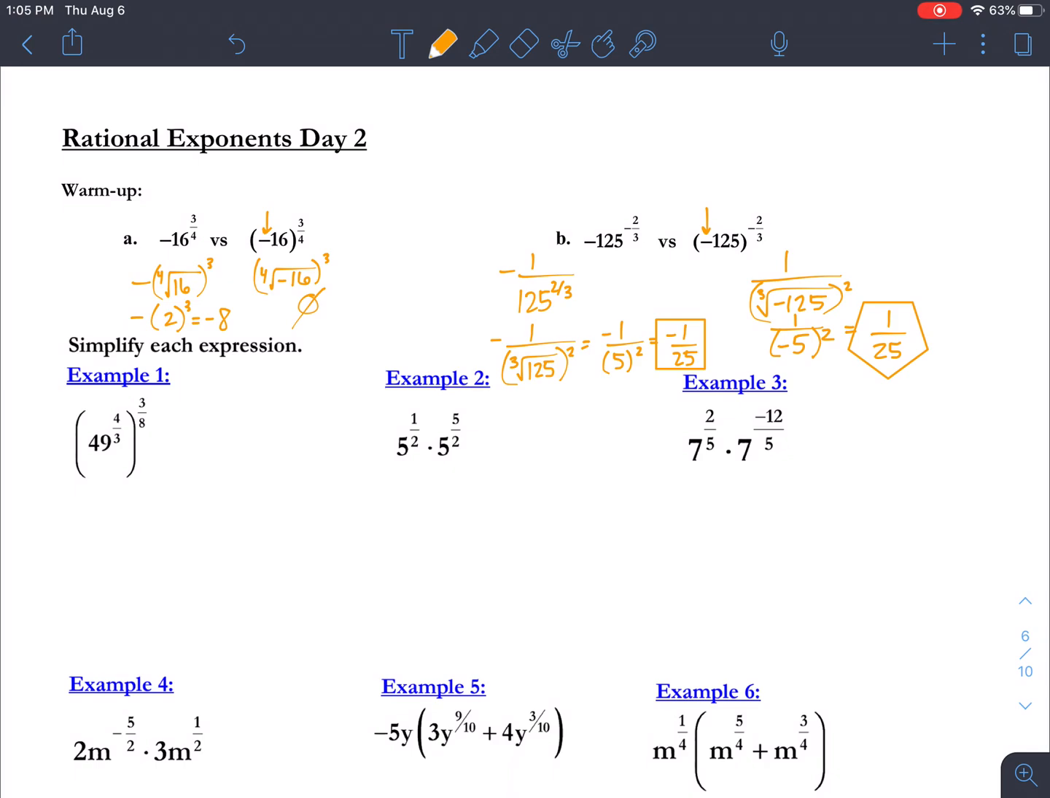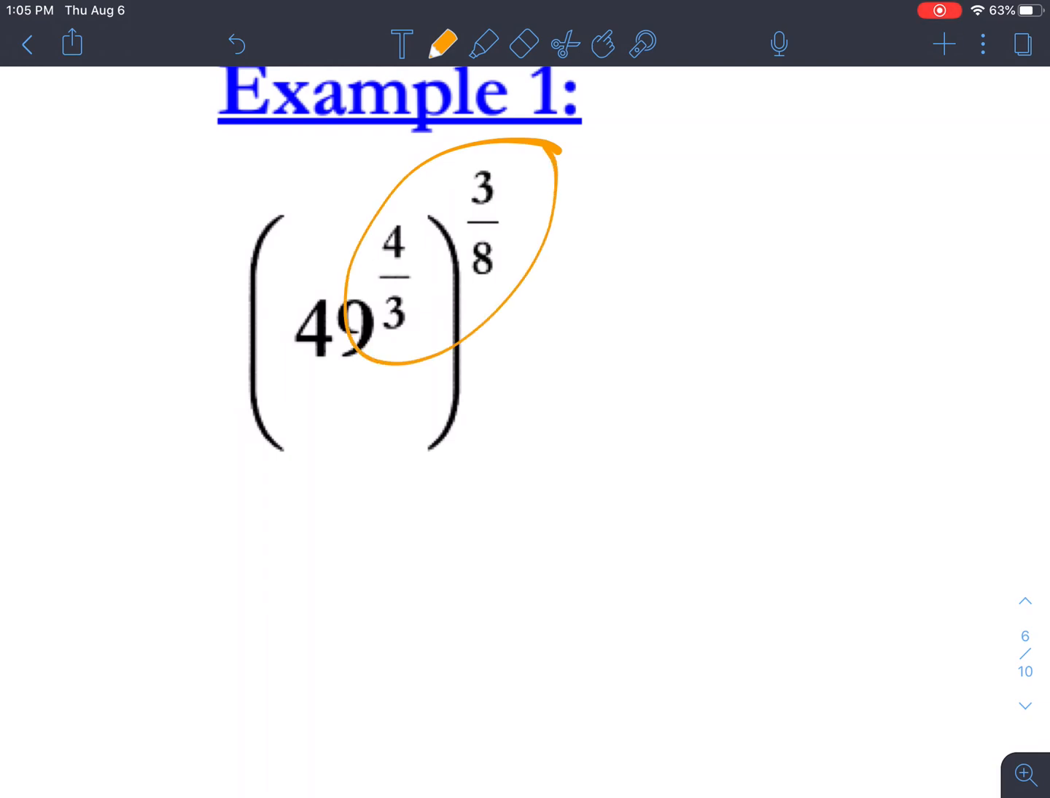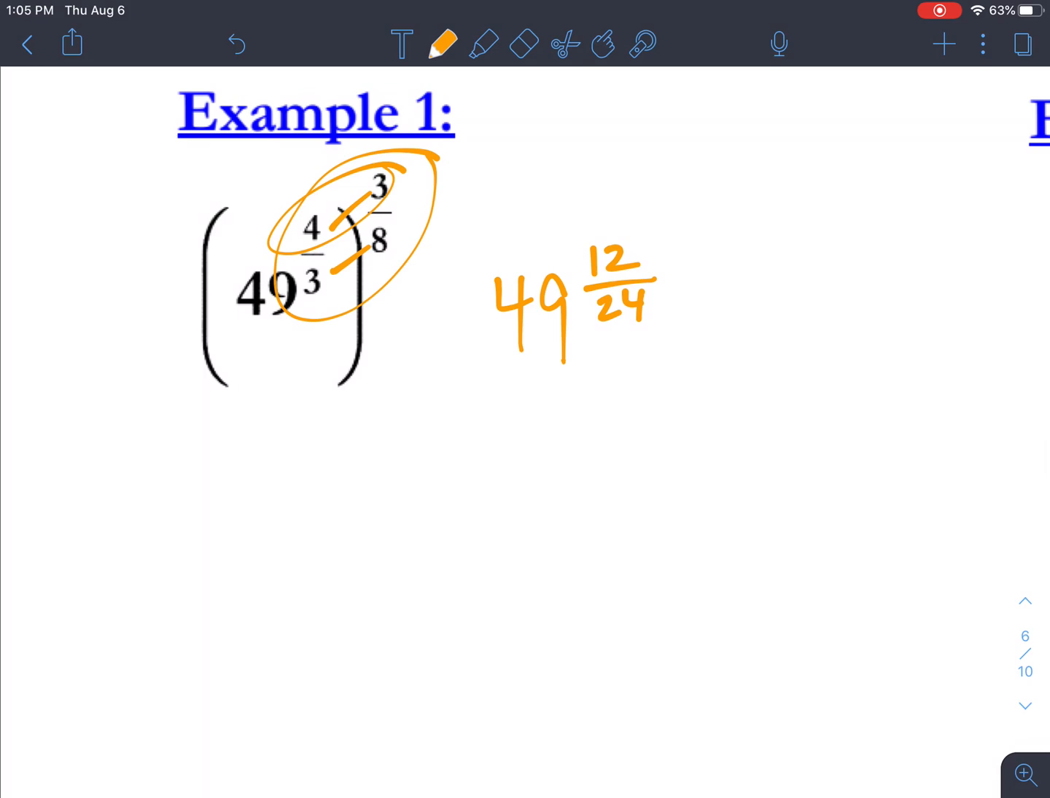So take a look at example 1 and 2 and 3, all pretty close together in terms of simplicity, but be very careful. So when we have a power to a power, remember we're multiplying. How do we multiply fractions? We multiply the top, multiply the bottom. So this is 49 to the 12, 4 times 3, over 24. Well, 49 to the 12/24ths, excuse me, is really just 49 to the 1/2. And if we can simplify this number, 49 to the 1/2, we can, right? What's the square root of 49? 7, then we should simplify. So we get just 7 for this whole answer here.